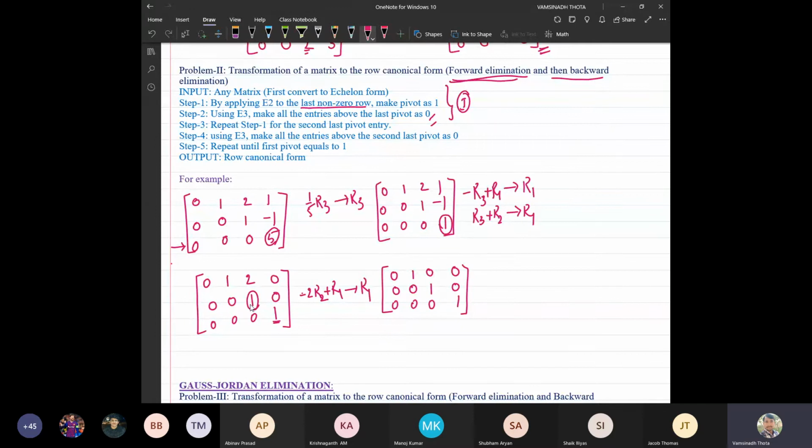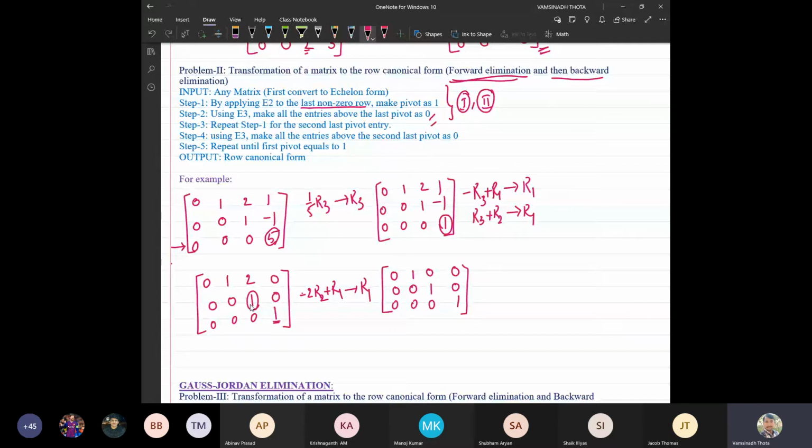So the second level got finished. One level finished means we have done the procedure for one pivot element. Remember that. Now we have to repeat again. What do we have to repeat? Repeat step 1 for the second last pivot entry. That is done using E3 second. Repeat until the first pivot element equals 1.